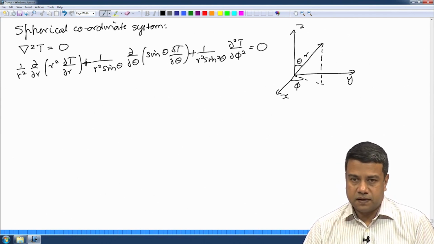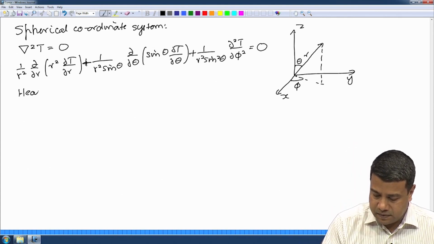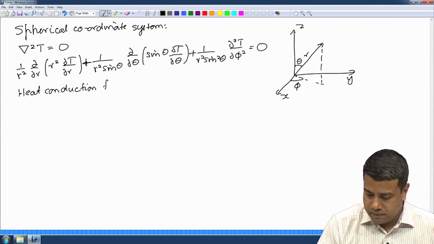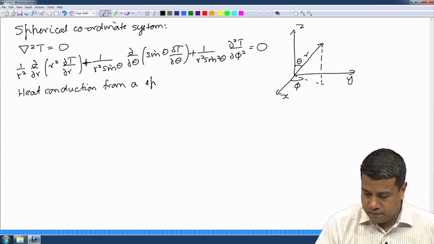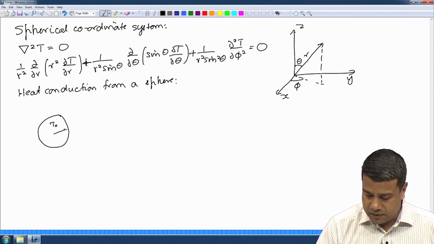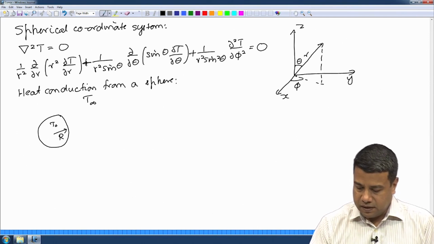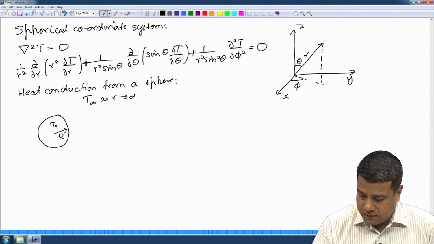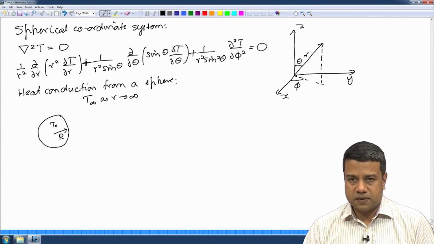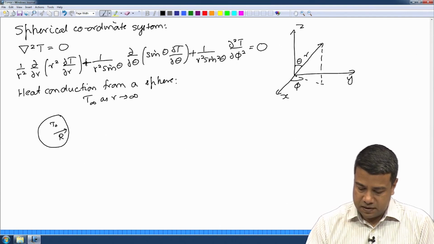We had already solved a simple problem in a spherical coordinate system, that is for heat conduction from a sphere. So we had a sphere which was at temperature T naught, of radius r, in a medium which was at T infinity as r went to infinity. Very far from the sphere, the temperature was T infinity. At the surface, the sphere temperature was T naught, and we had wanted to find out what is the temperature profile outside of this sphere.